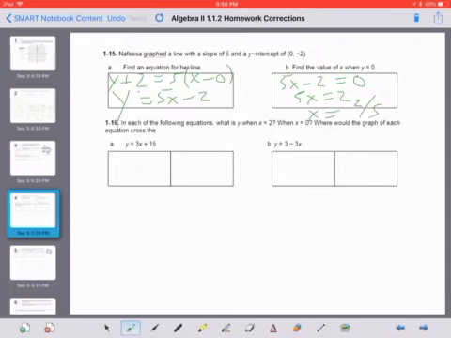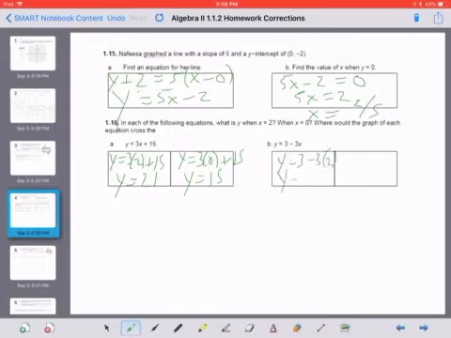So when x equals 2 in the first one, we would do y equals 3 times 2 plus 15, so it would be 21. Then when x is 0, y equals 3 times 0 plus 15, which is 15. Same thing in the next one. We're going to plug in 2. So y equals 3 minus 3 times 2, or 3 minus 6, so y equals negative 3. And when x equals 0, y equals 3 minus 3 times 0, so y would equal 3. So negative 3 and 3 are the answers to that second one.